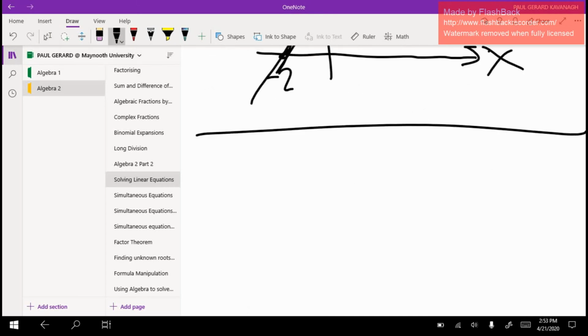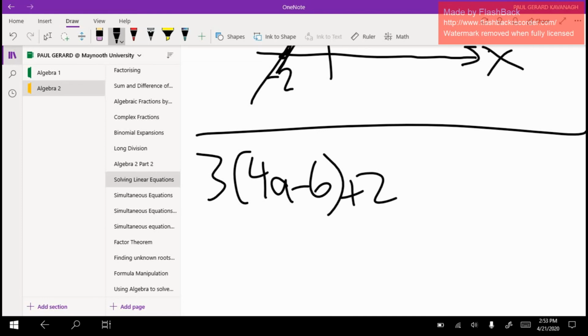So now we're going to go on to using algebra. When you're using algebra, it is a lot more accurate and it's a better approach to finding your answers. So, let's just say, I'm going to give a hard one. 3 times 4a minus 6 plus 25 times a plus 2 is equal to a minus 4.